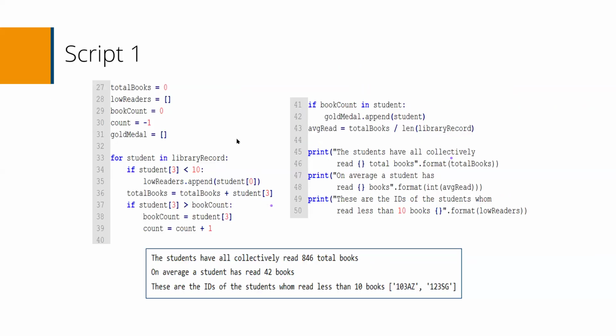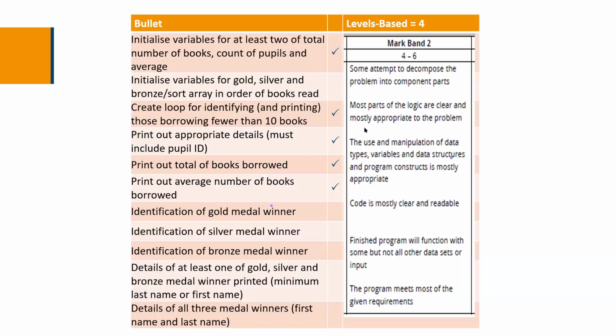Okay, so that's something we're going to look at. So logic's clear. The manipulate data seems to be coded. Code is mostly clear and readable. It functioned and worked, all right, and it's meeting some of the requirements. Okay, meeting some of the requirements. So we're sitting there thinking, oh, right, okay, what are we going to do with that?